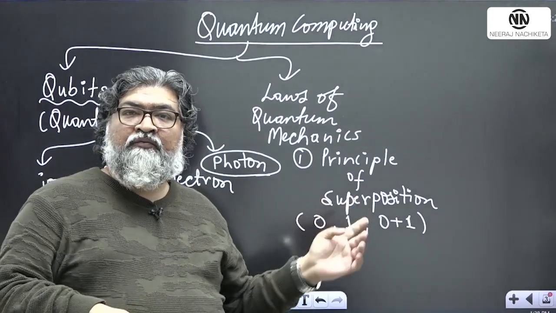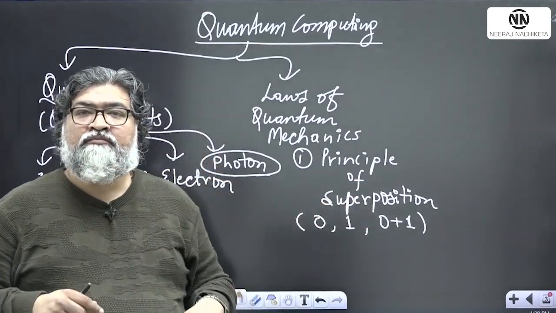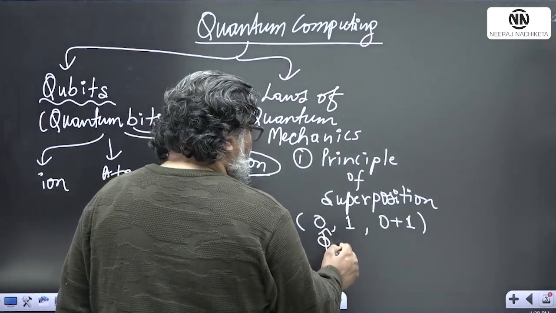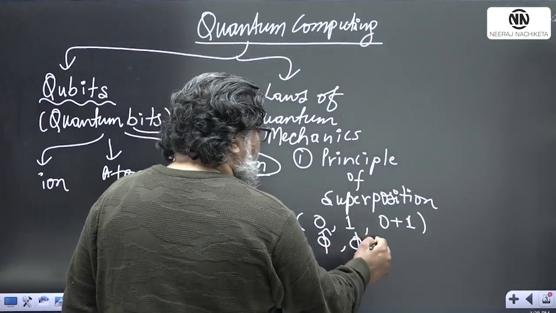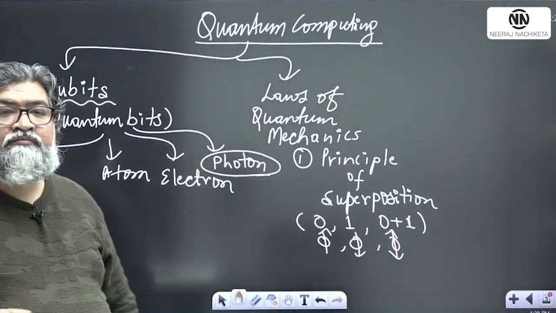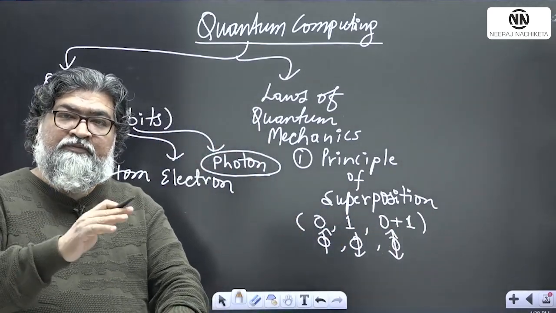Such is the nature of photon light. That means either it could be spin up, or it can be spin down, or it could be at the same time spin up and spin down. This is called the principle of superposition.